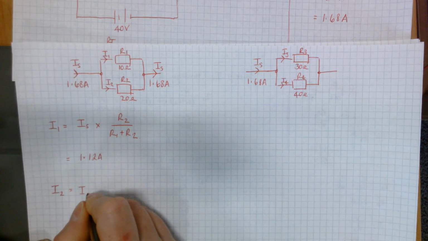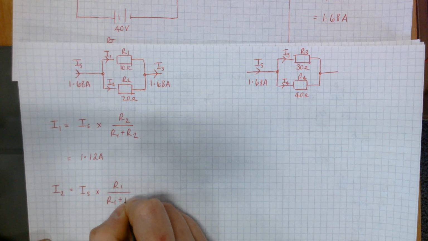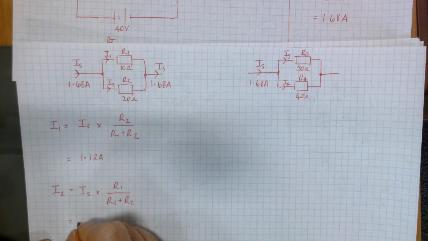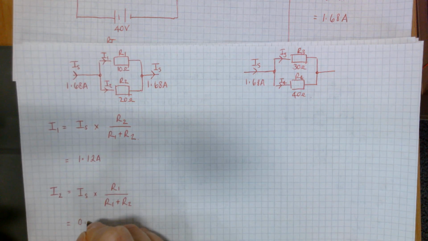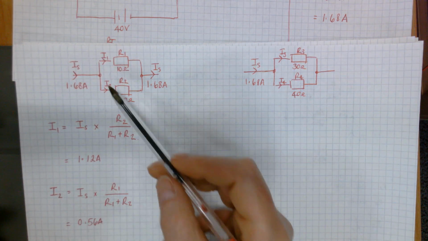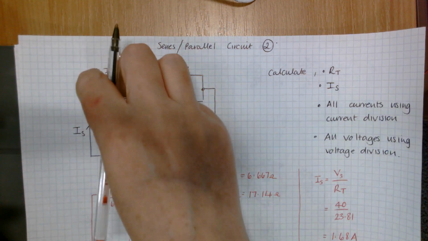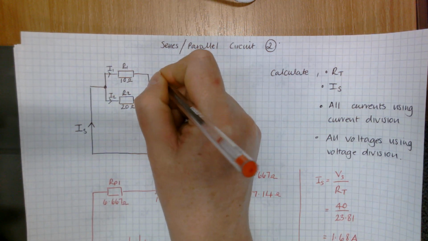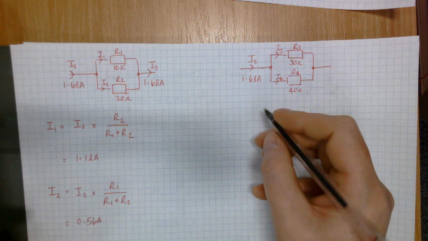And then for your I2, again, opposite branch R1 over R1 plus R2, those two branches added together. And that's 0.56 amps. And these two currents here, the 1.12 and the 0.56, should add up to give you the 1.68. They then rejoin, looking back at your original circuit, I1 and I2 rejoin to give you IS again in here. And it's IS again that splits in this second circuit here. So it's still 1.68 amps in here.